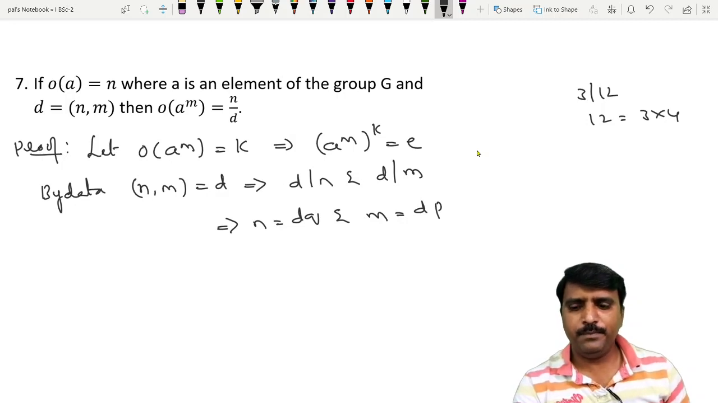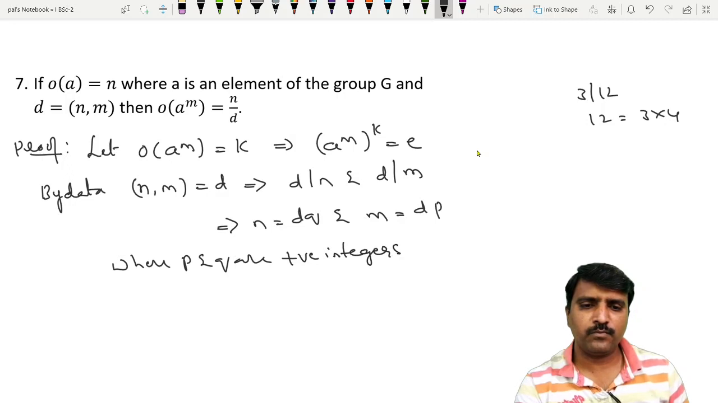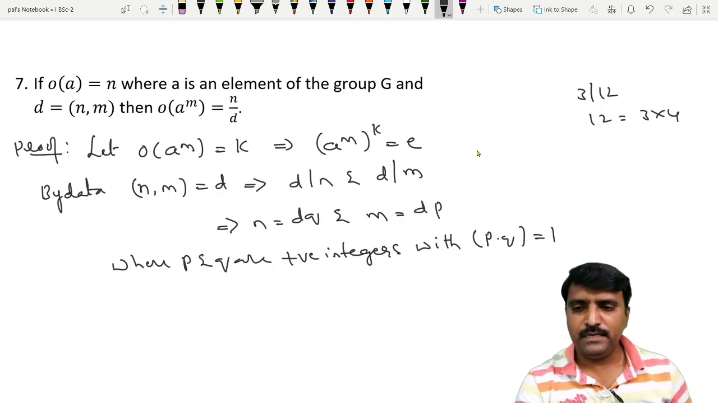Okay, where p and q are relatively prime. So where p and q are positive integers with GCD of p and q equal to 1. That means they are relatively prime.